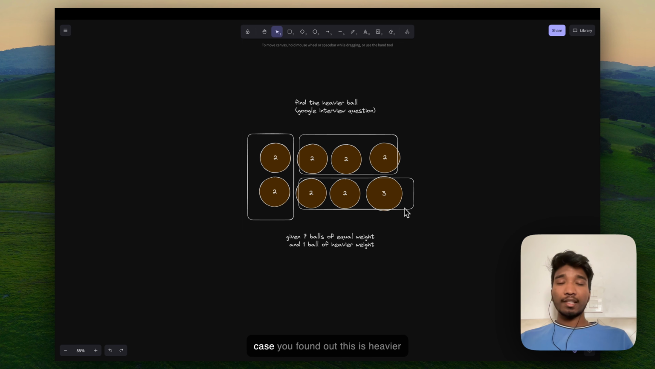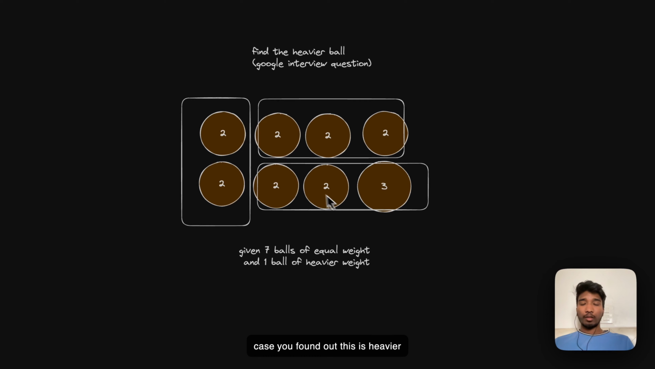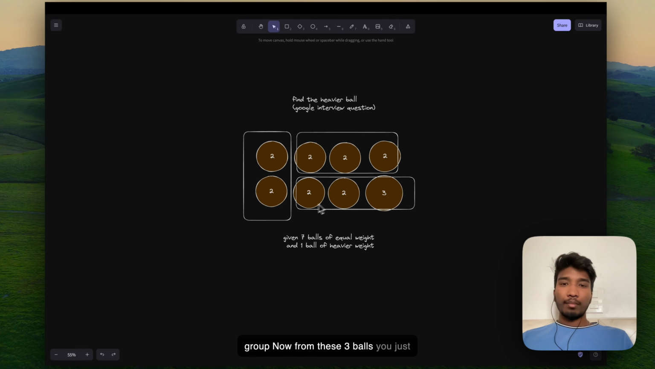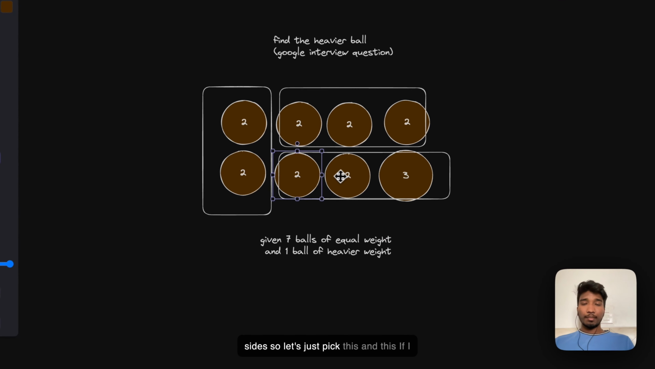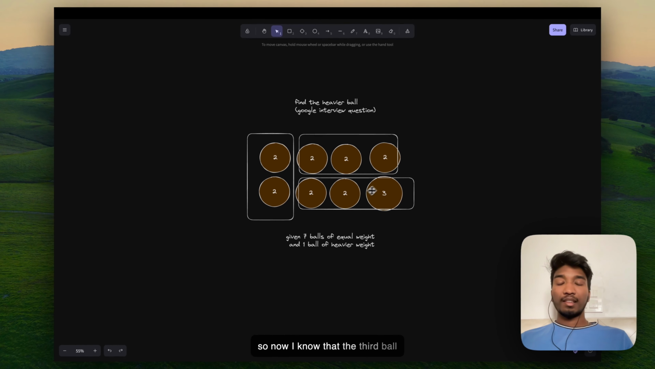But in our case, you found out this is the heavier group. Now from these 3 balls, you just pick 2 balls and weigh them on both sides. So let's just pick this and this. If I weigh them, these are of equal weight. So now I know that the third ball, which is the other ball, is the heavier ball. So in just 2 moves, you found out which is the heavier ball.